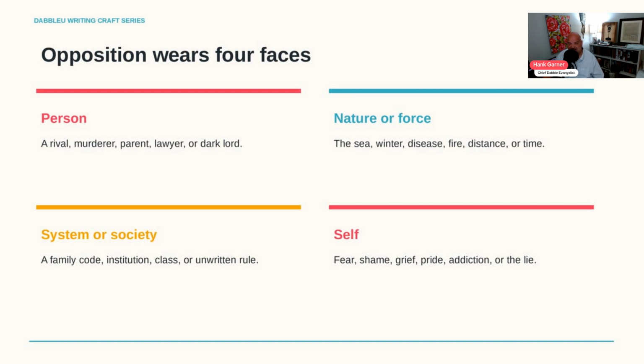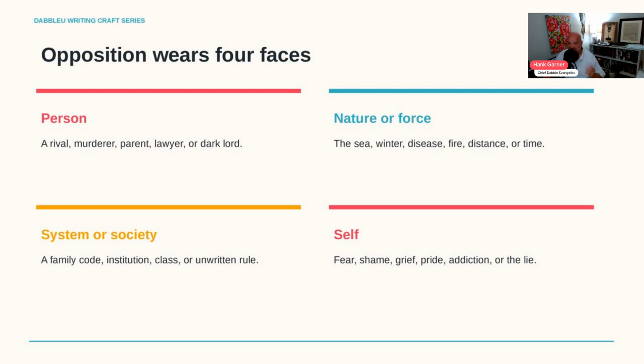The third face is system or society. This may be a government, a corporation, a school, a family, a church, a caste, a town's unwritten rules, or an economy that rewards the wrong people. A system is powerful because removing one person does not remove the problem. The gears keep turning. Systemic opposition can feel vague unless the system has hands. Give it procedures, consequences, representatives, and moments when the hero must either comply or pay. The faceless machine still needs a door that closes.